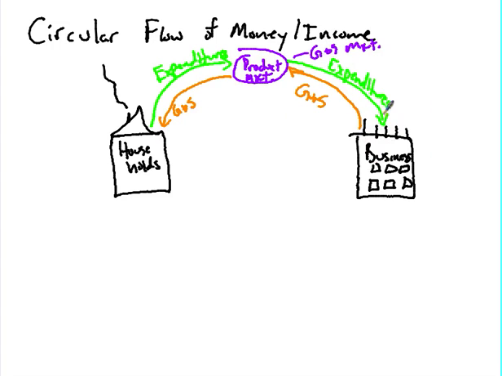Now, when the money goes to the business, let's say it's Coca-Cola, they're going to take their money, and what do they have to do with it? In order to make their product, they have to buy stuff. Instead of using the word stuff, we need to think of what kind of stuff that is.